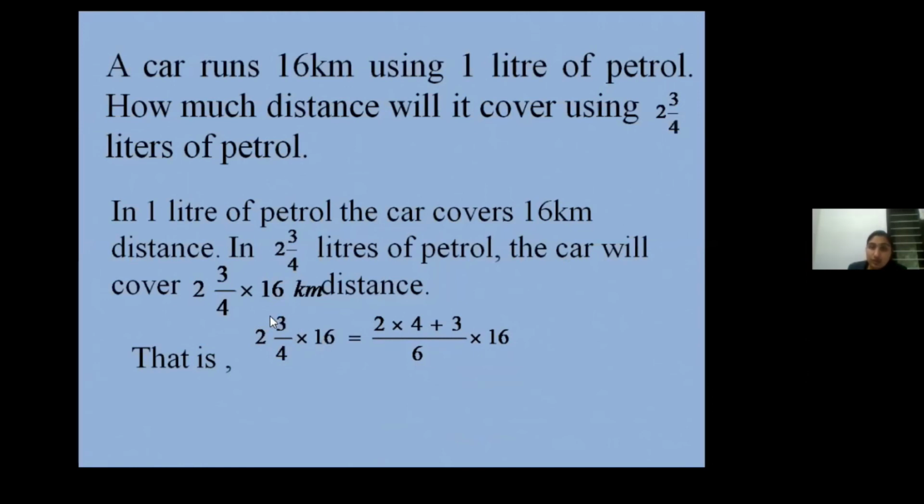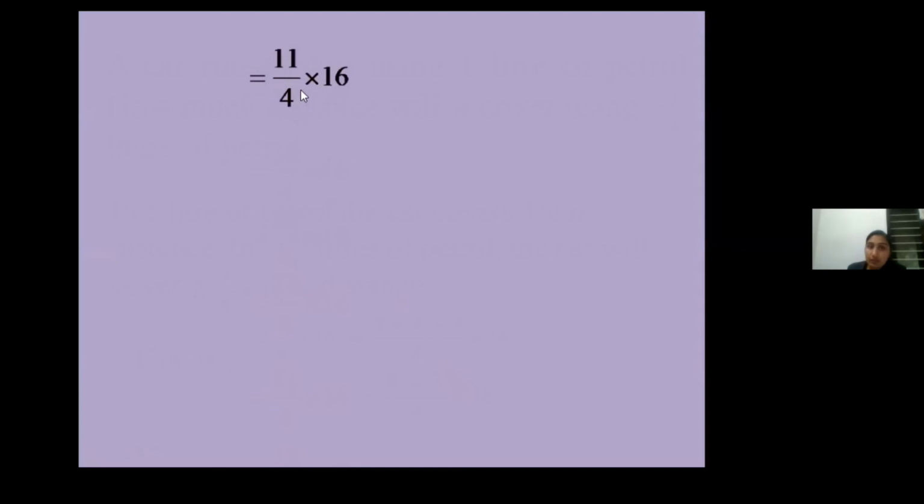First we have to convert the mixed fraction into an improper fraction. That is, we multiply the whole number into the denominator plus the numerator, by the denominator. Here the whole number is 2, the denominator is 4 and the numerator is 3. So (2 into 4 plus 3) by 4 into 16. Rewrite the number 16. Then 2 into 4 is 8. 8 plus 3 is 11. So 11 by 4 into 16.